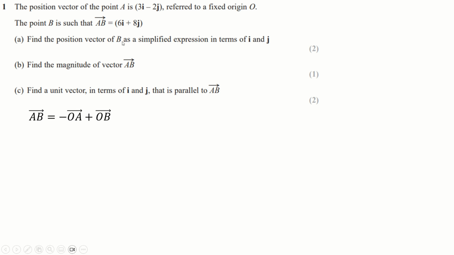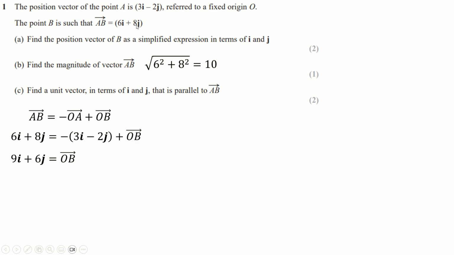Anyway, now we've got AB as this, we've got OA as this, we can just solve for OB. By just doing stuff, we get this, that's not a problem. Find the magnitude of AB, so that's this squared plus this squared, square rooted, which is 10. The unit vector has length 1, so you just divide this vector by 10, keeping the vector as it is to make sure it's still parallel, and you end up with this here.